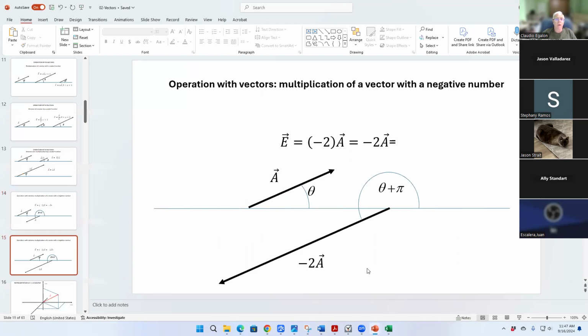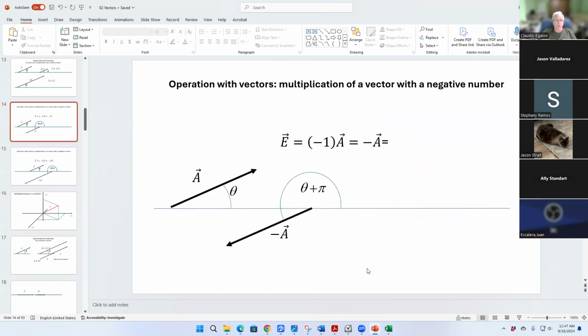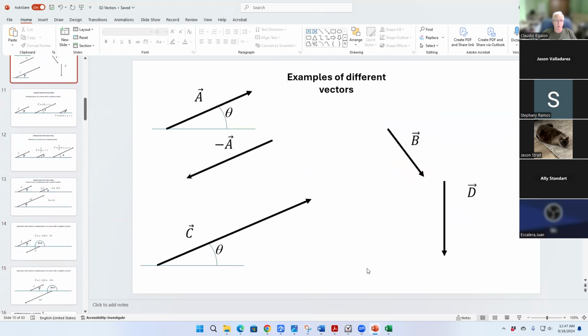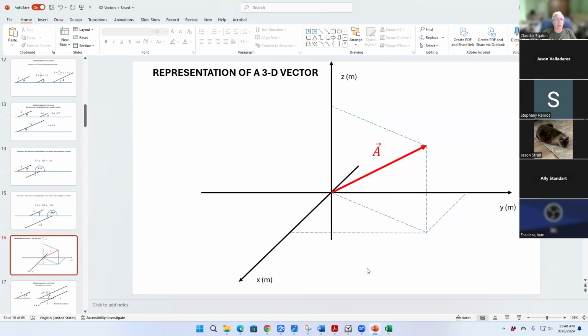Okay, so here you go. Another example of a multiplication of a vector with a negative number, okay? And here's the representation of a 3D vector. What you have seen here are all representations of 2D vectors, but vectors can also be represented in three-dimensional space. Here's a representation of the 3D vector to give you the illusion that this vector is floating in space, right? X-axis, Y-axis, and Z-axis.